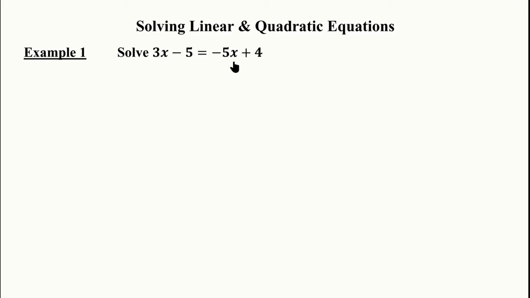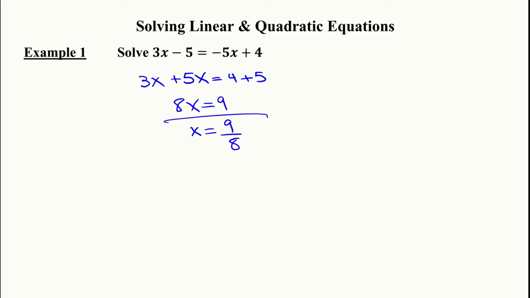In this case, there is no simplification possible on either side, so we'll go ahead and separate the variables. We will go ahead and move the variables to the left side. So we get 3x plus 5x equals, and we'll move the negative 5 to the other side to become 4 plus 5. And so now we have 8x equals 9. Dividing both sides by 8 will give us x equals 9 over 8. And that's about as simple as an equation as we can get.